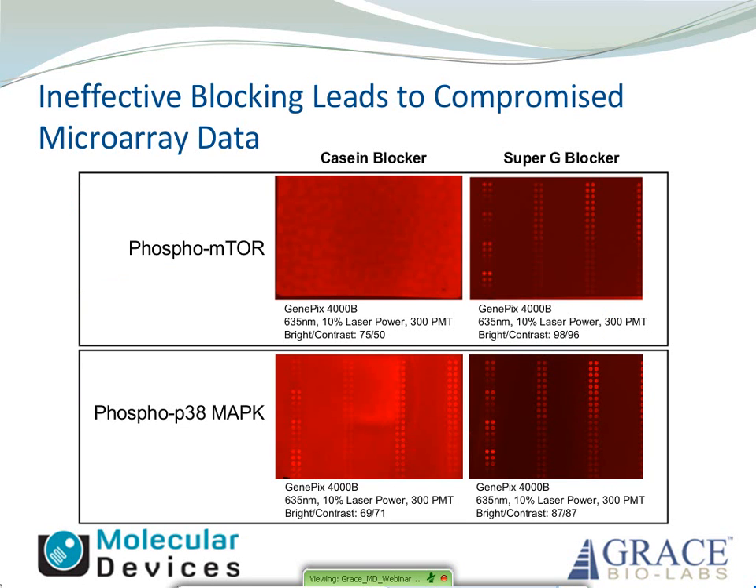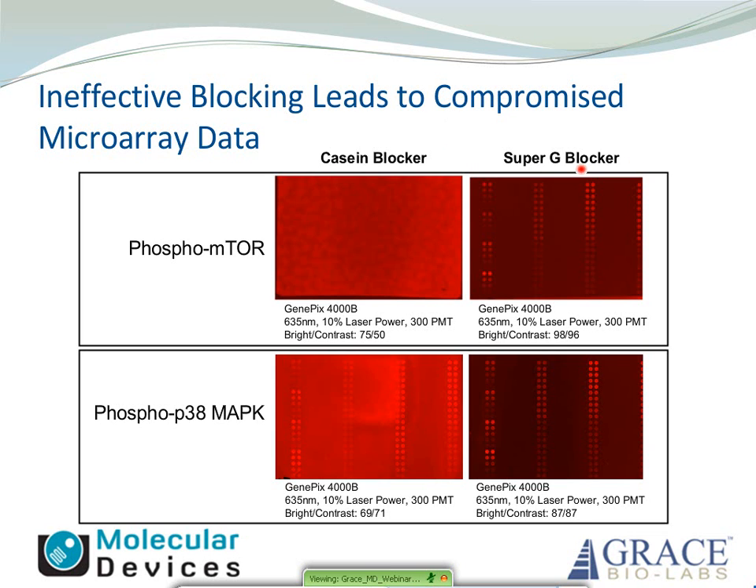These lower backgrounds yield significantly better signal-to-noise. In addition to lower backgrounds, use of a non-protein-based blocker is also beneficial when considering potential cross-reactivity of the detection antibodies with the blocker. So shown here are data from various reverse-phase microarray assays, probing for two prognostic cancer indicators, phospho-mTOR and phospho-P38 MAP kinase. These arrays were blocked with a common casein blocker or with Super G.